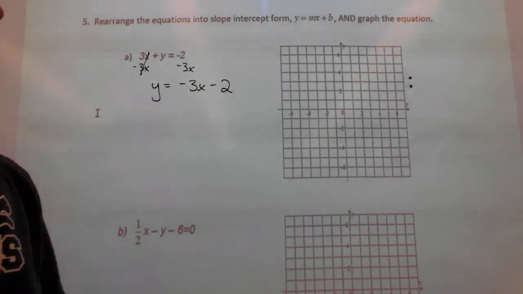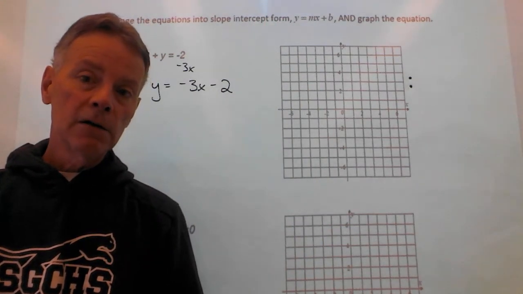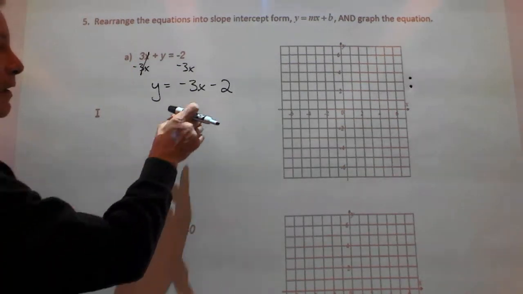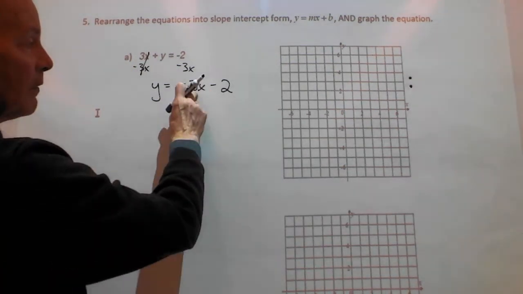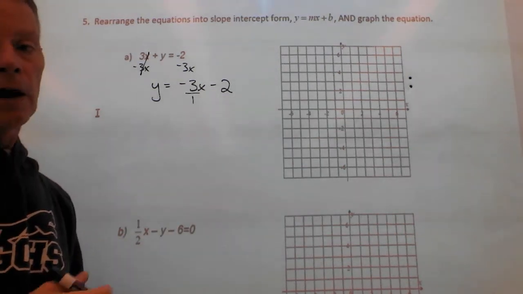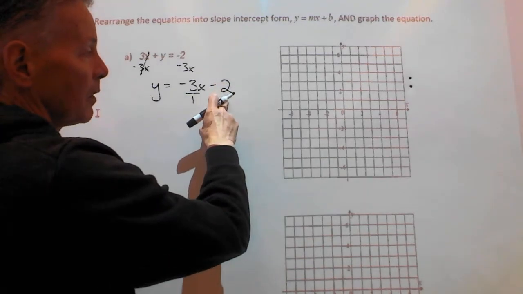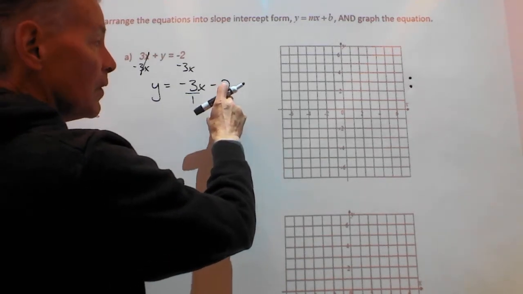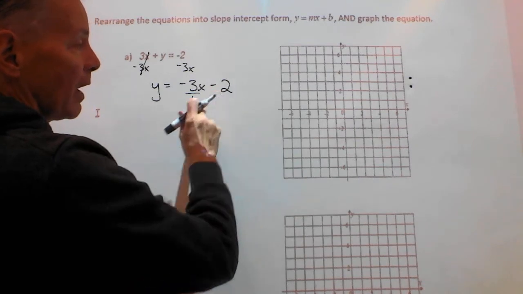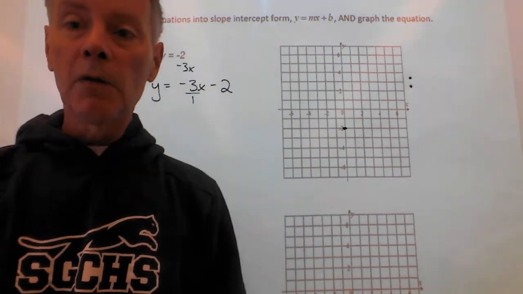Well, it asks you to graph the equation. Before you start graphing, remember, this slope-intercept form gives you the slope. I'm just going to write it as a fraction. That's easy, just put it over 1. And it gives you the y-intercept. So this line crosses the y-axis at -2. Well, look at that. We have 1 point already. Wasn't that easy?